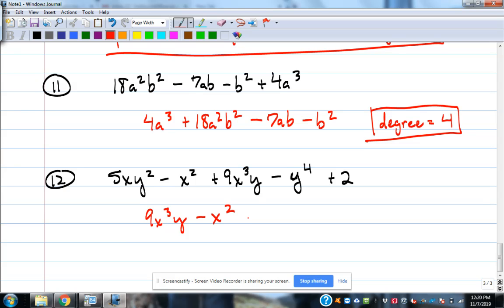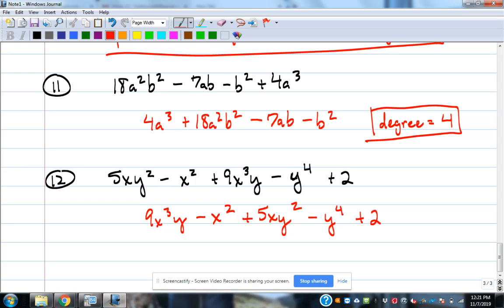And then 5xy squared. And I'm going to put the minus y to the fourth next and the plus 2 last. Technically, since neither of those have an x, it really doesn't matter which one. But the commonplace thing to do is put your letters before you do the plain numbers. But I wouldn't count off if you wrote it 2 and then minus y to the fourth.